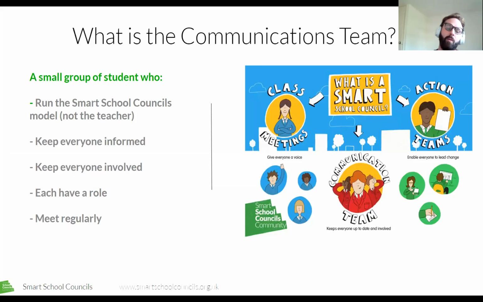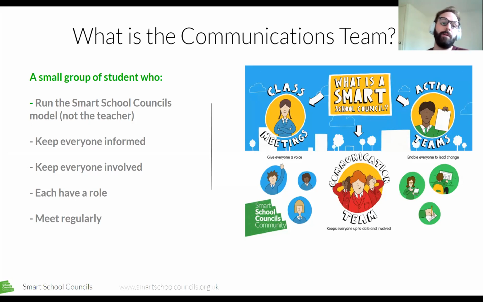So what are they? Well, you can remember the 3 parts, I'm sure, of the Smart School Council's model. The communication team sits in the middle of these 3 elements as the minions that are there to run the program, not with you, but for you to a degree, to make sure that what we're doing here is genuinely student-led.